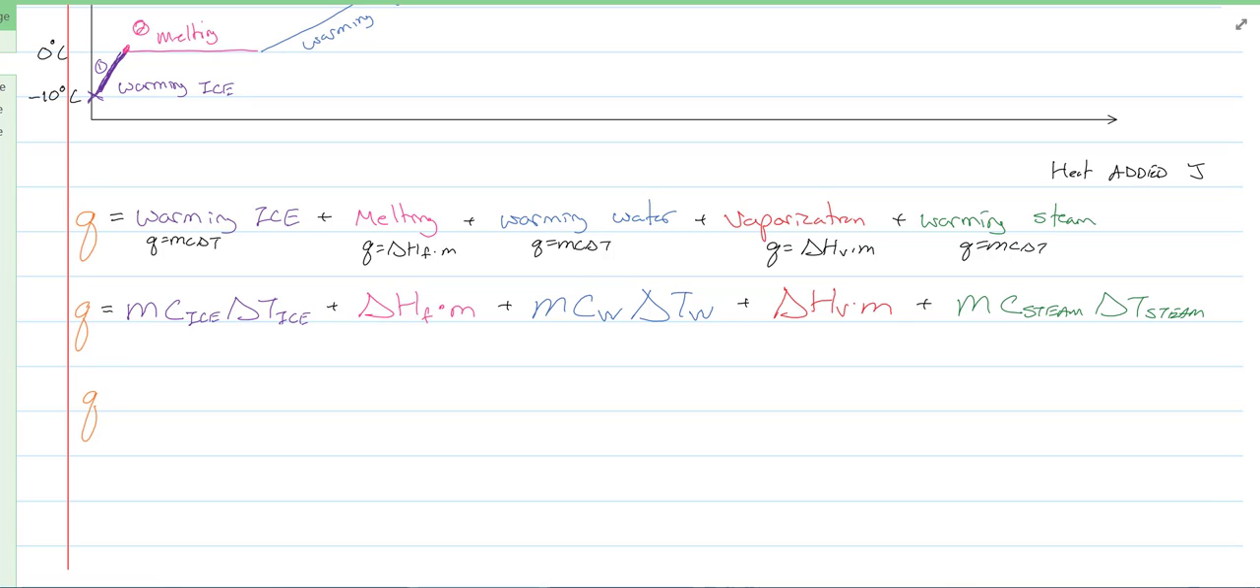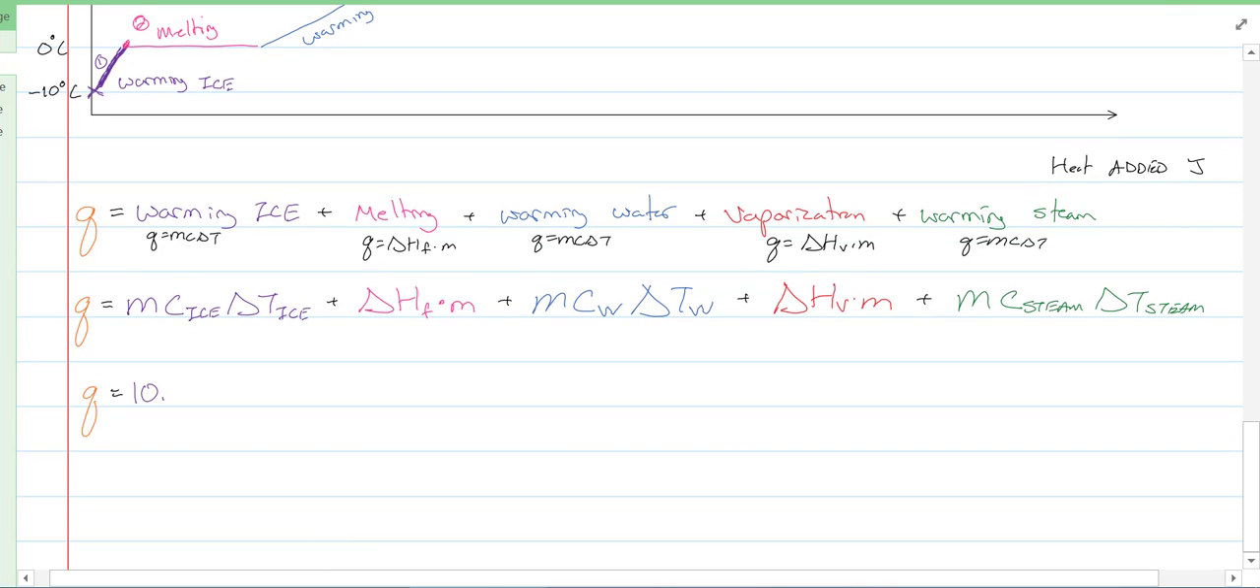Let's put our numbers in. I have 10.0 grams of ice. The specific heat of ice was 2.1 joules per gram degrees Celsius. And delta T is final minus initial. Final is 0.0 degrees Celsius minus initial, negative 10 degrees Celsius, so it's 10 degrees Celsius.